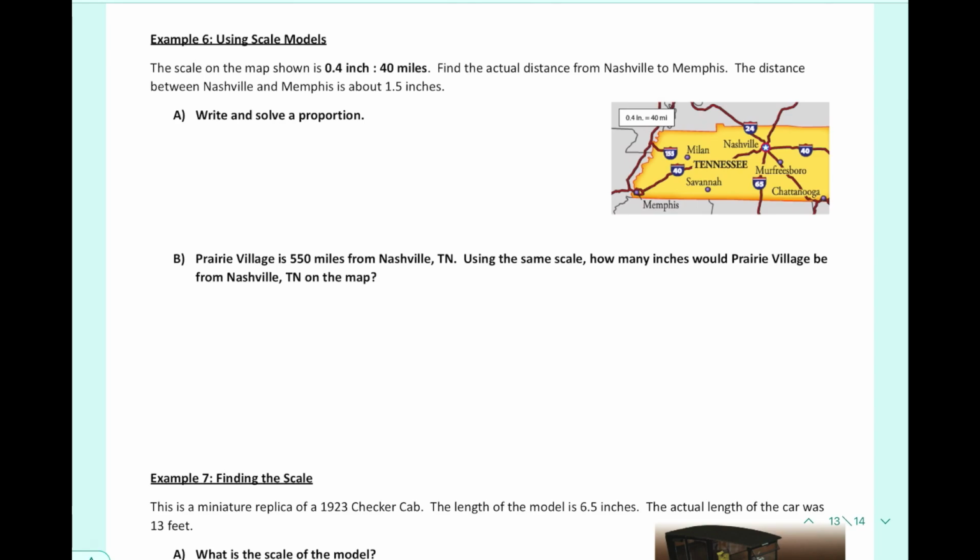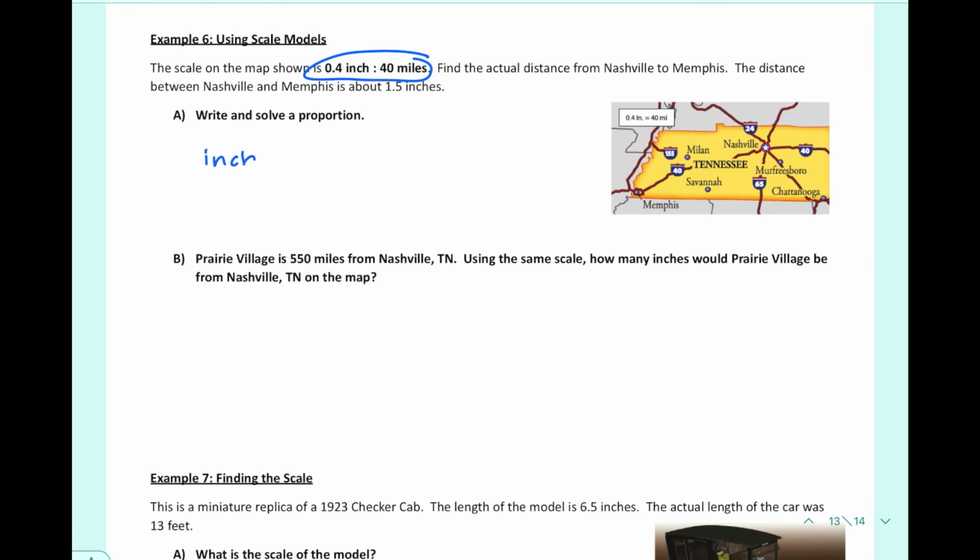So the first example says the scale on the map shown is 0.4 of an inch equals 40 miles. Find the actual distance from Nashville to Memphis. The distance between Nashville and Memphis, on the map at least, is 1.5 inches. Okay? So the general idea is we are trying to convert from inches to miles. And oftentimes on a map, the ratio is given as a ratio. So 0.4 of an inch to 40 miles.